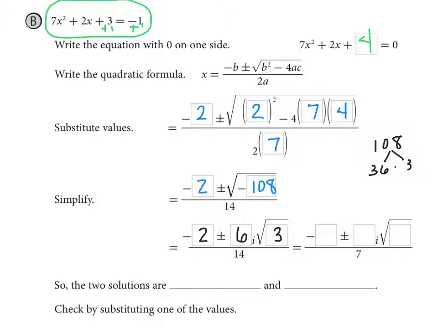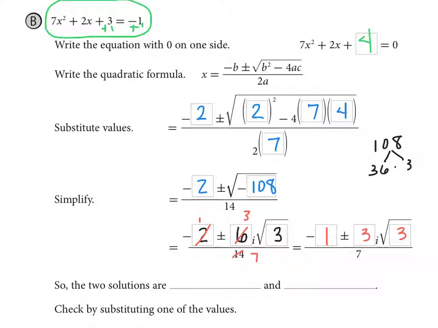All right, let's talk about how we simplify this fraction. First, I'm going to simplify this negative 2 divided by 14. So I'm going to divide everything by 2. So this becomes a 1, this becomes a 7, and if I divide the first term by 2, I have to divide the second term by 2 also, and that's going to become a 3. So we end up with negative 1 plus or minus 3i square root of 3 all divided by 7.